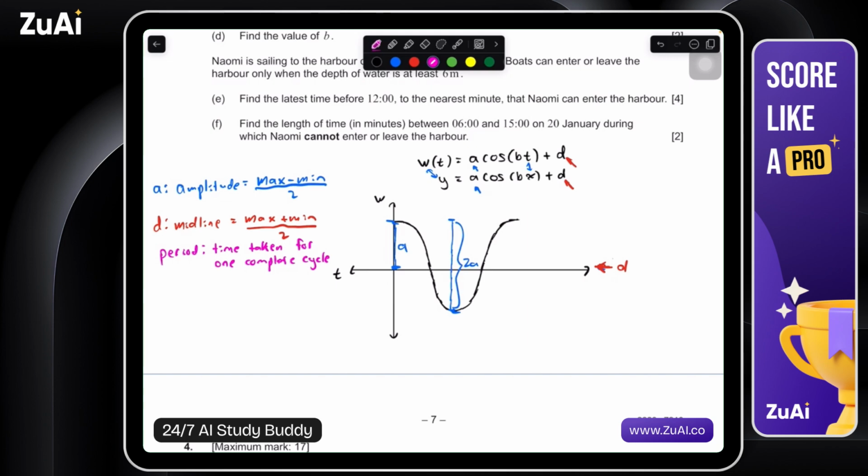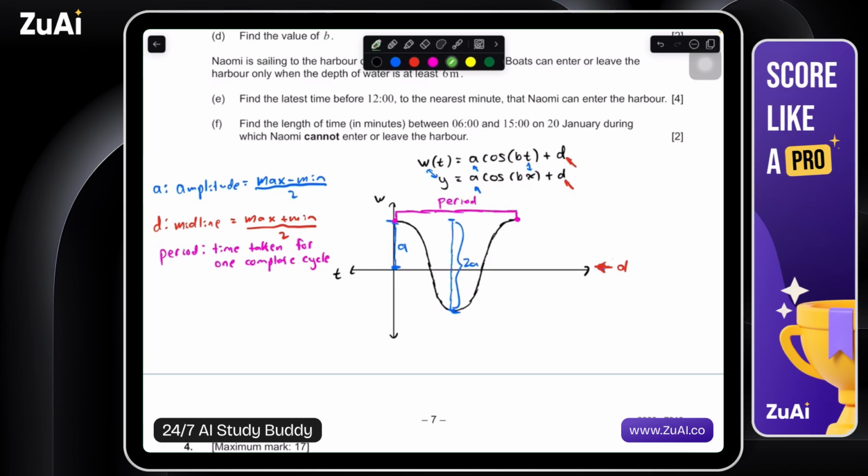But oftentimes we would choose one point on the graph and then ask ourselves the question: when has this function swept through one complete cycle? We see that it gets back to its max point right here, and then how long does this take? That would be our period, the time taken for one complete cycle.